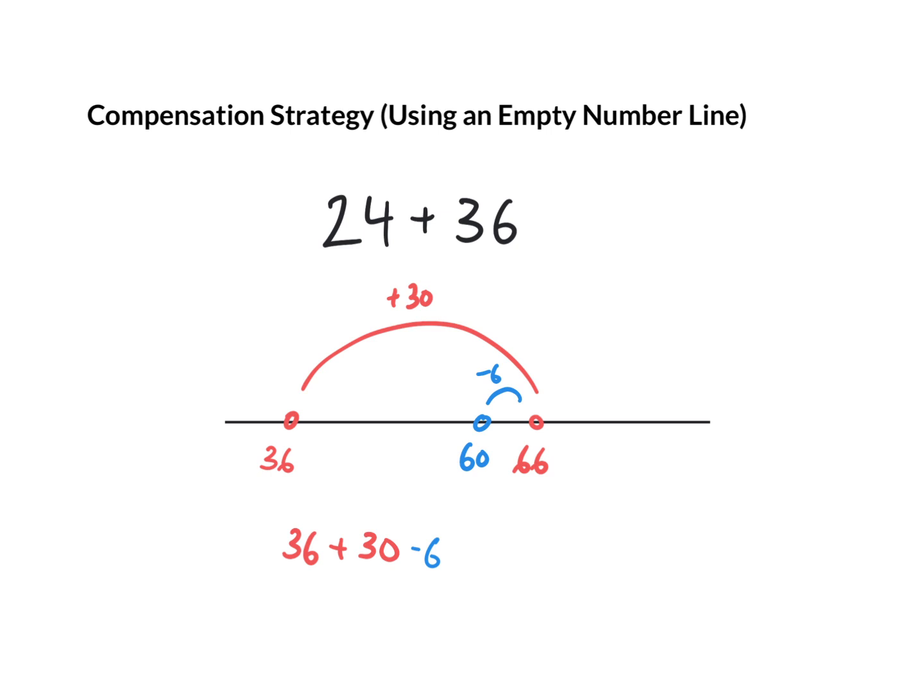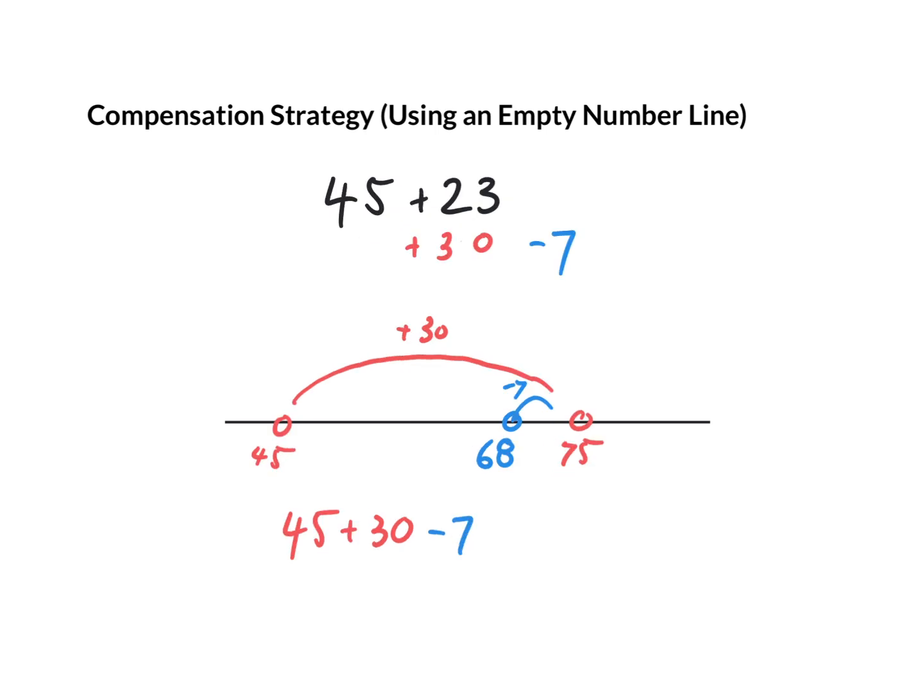So let's start again. We start at 36 and then we decide that we're going to add 30 because we don't want to add 24, because 24 doesn't work for us. So 36 plus 30 is 66. But to get back to 24, we need to take 6 away. So we take 6 away and we're back at 60. So 24 plus 36 equals 60.